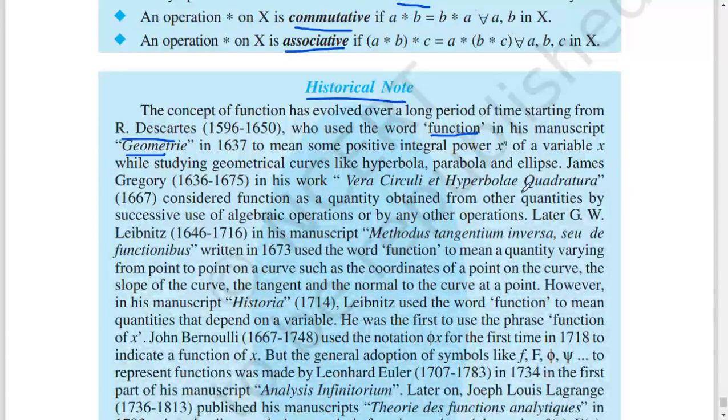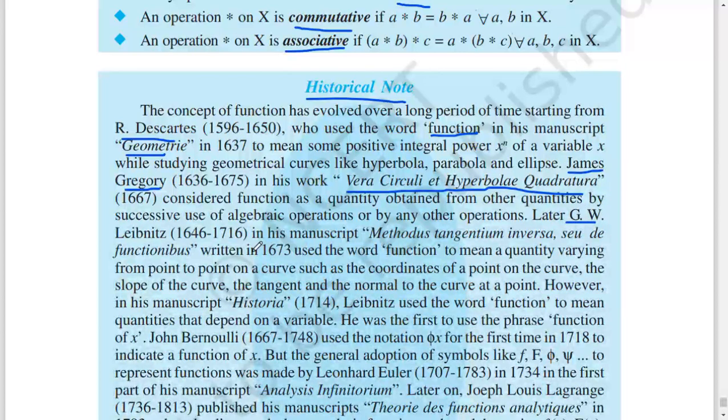James Gregory, 1636 to 1675, in his work Vera Circuli et Hyperbolae Quadratura, 1667, considered function as a quantity obtained from other quantities by successive use of algebraic operations or by any other operation.